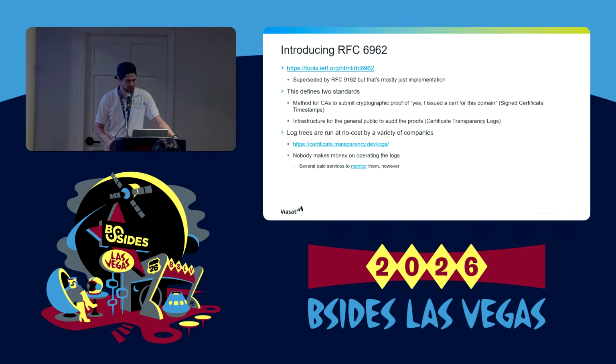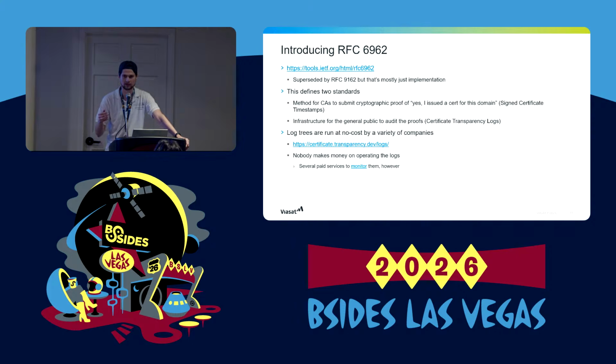So this is where RFC 6962 came in. This is for certificate transparency. So this was technically superseded by RFC 9162, but that's just an implementation thing. So the guts of what we want are in this one. So this defined two standards. The first standard is for certificate authorities to submit cryptographic proof of, yes, I issued a cert for this domain.